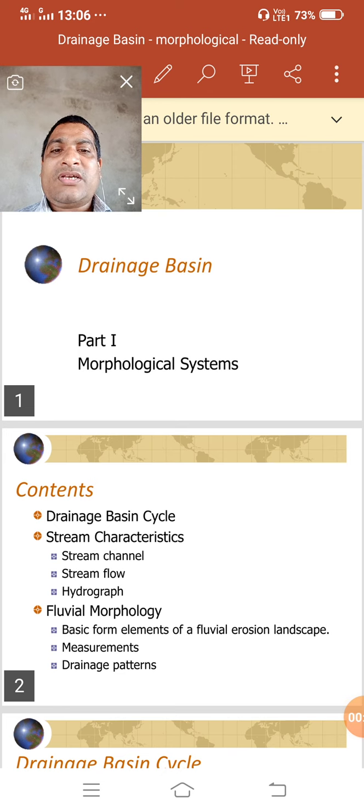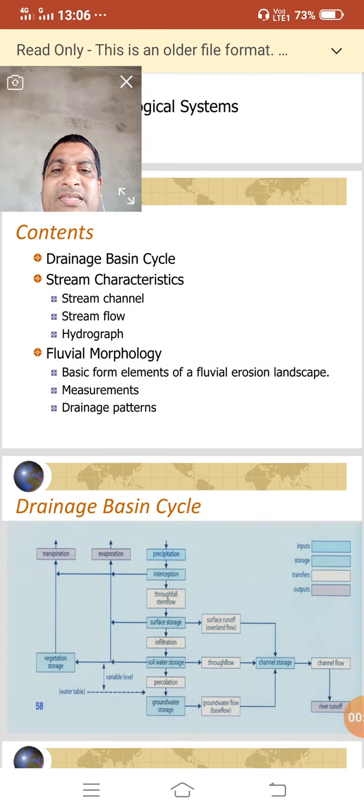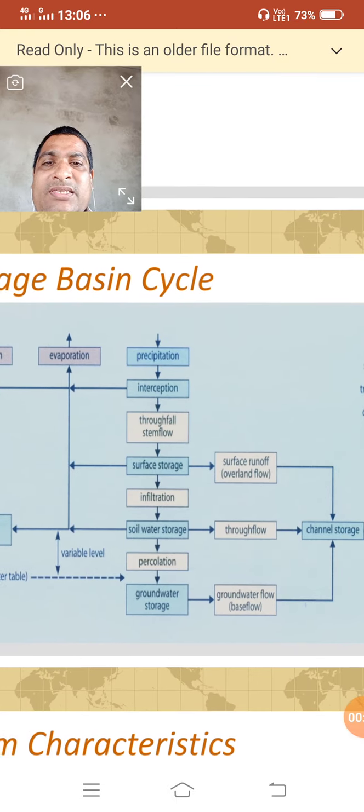There are morphological systems: the characteristics of drainage basin, stream channel, stream flow and hydrograph. Okay, and another one is fluvial morphology. But today we have learned about the drainage basin cycle. Okay, what is meant by drainage basin cycle?